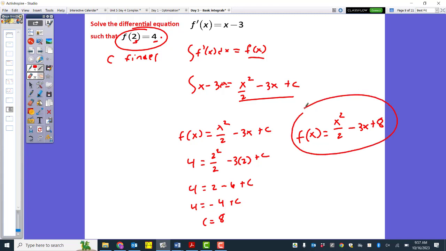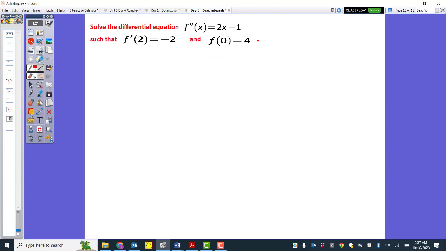And there's our answer. Okay, here's another practice problem if you want to try it on your own. This one starts with the second derivative. So you have to do the integral once, then use this when you do the first integral, then do the integral again and use this for the second one.